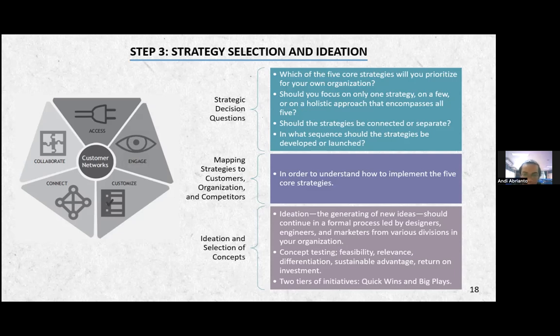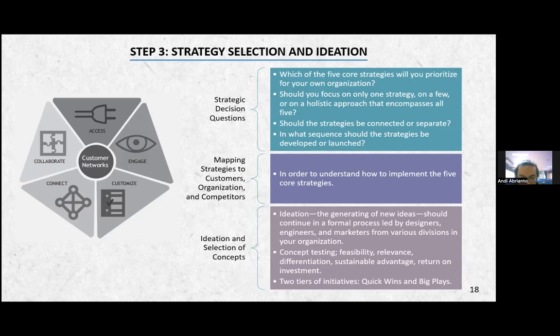And the last is ideation and selection of concepts. Ideation, or the gathering of new ideas, should continue in a formal process led by designers, engineers, and marketers from various divisions in your organization. Ideation should draw on your greatest insight into your customer values and needs, as well as careful benchmarking of other companies. Your ideation process should be wide open and yield a wide variety of concepts, many more than you are likely to implement.